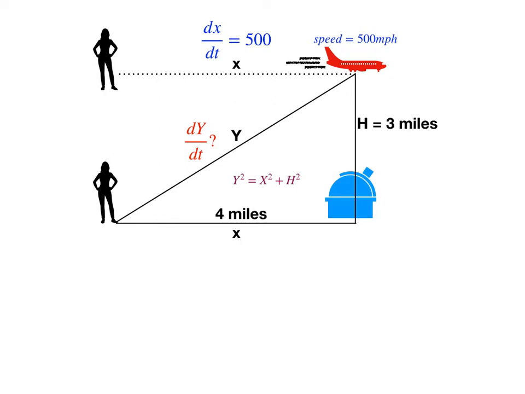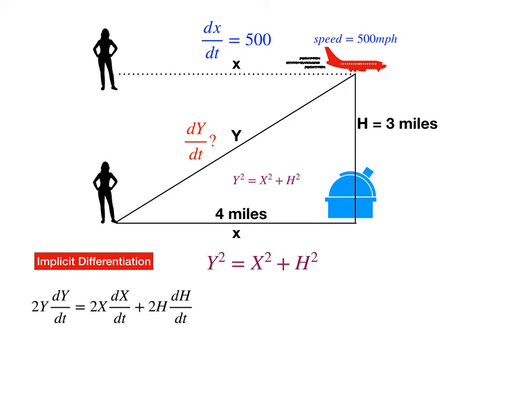So we are asked to find dy/dt given y squared equals x squared plus h squared. We will think of implicit differentiation. So we apply d/dt to both sides, since x, y, and h are functions of t. Then the derivative of the left side is 2y dy/dt, and the right side is 2x dx/dt plus 2h dh/dt.